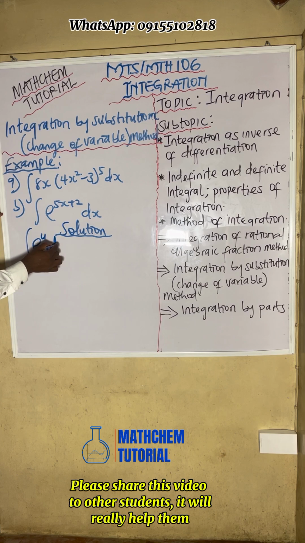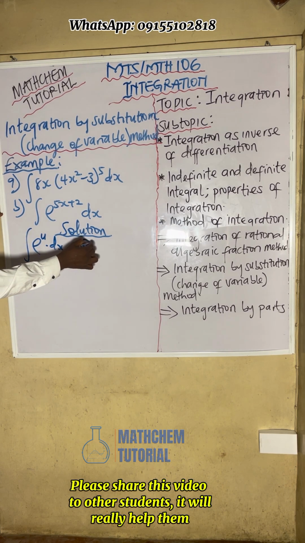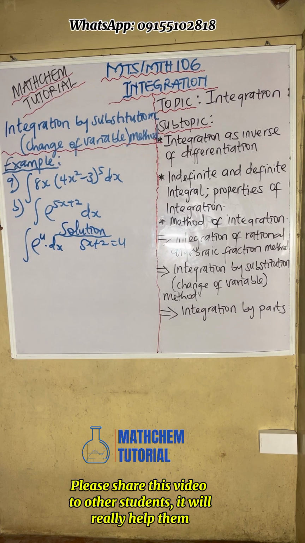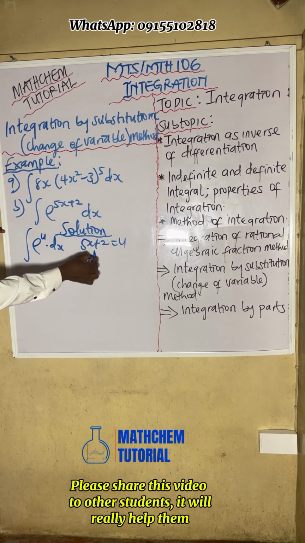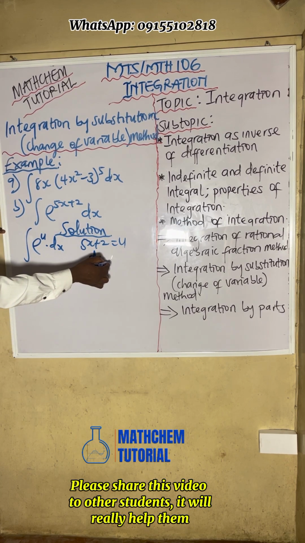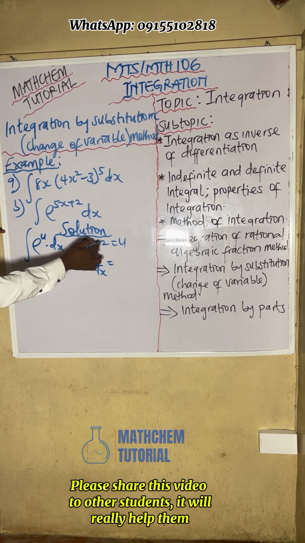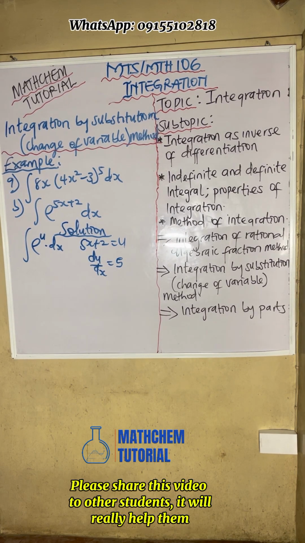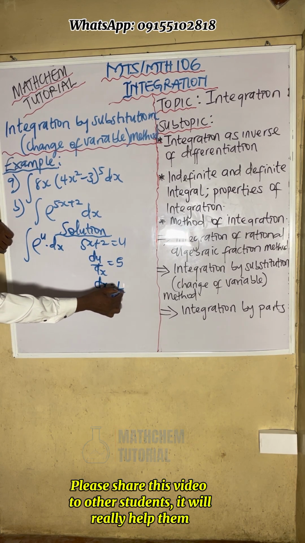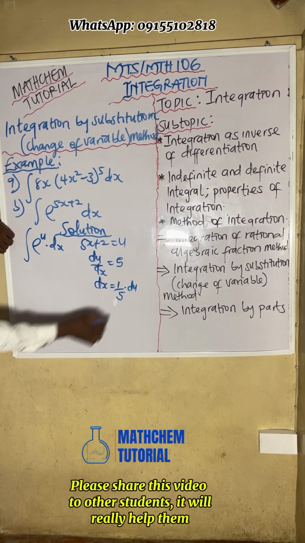So then put your dx. Like I said earlier, 5x plus 2 will be represented as u. So what will you do next? You will find du over dx, and that will be equal to what? From here that will be equal to 5. After doing that, make dx the subject of the formula. Your dx will be equal to 1 over 5 du.